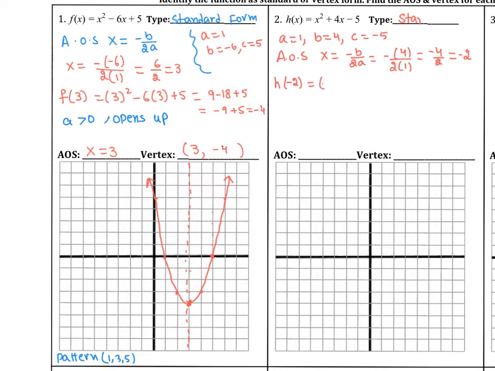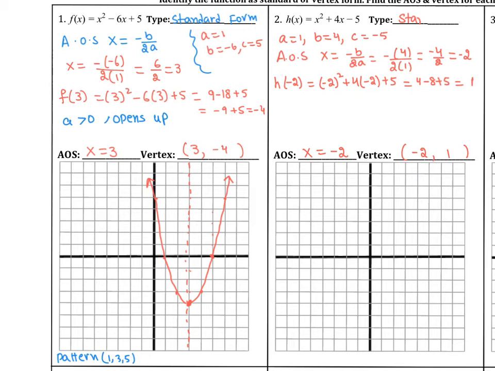Now to find the y value, you're going to use the negative 2 and plug it in for the x value. So this is going to be negative 2 squared plus 4 times negative 2 plus 5. So it's going to be 4 minus 8 plus 5, and that is negative 4 plus 5, which is 1. So the y value is 1 and x value is negative 2. Axis of symmetry is negative 2.